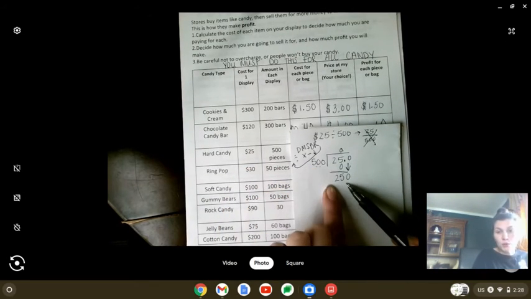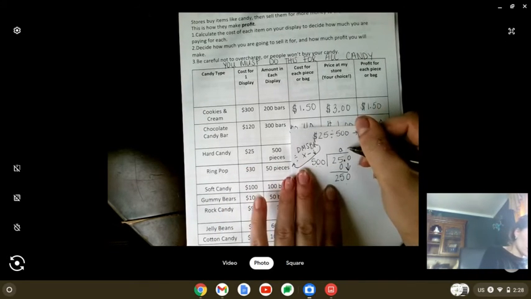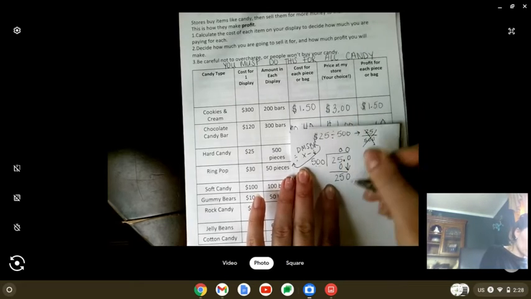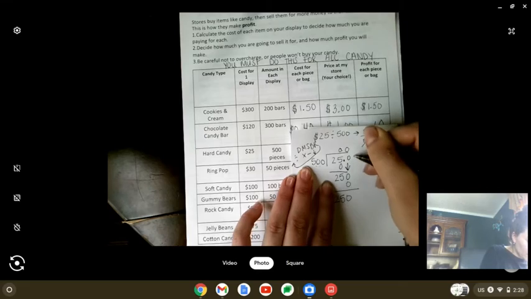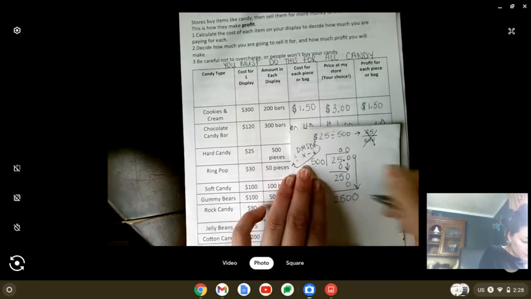500 fitting into 250. That can't work. Add a 0. 500 times 0 is 0. You get 250. Bring down another 0.